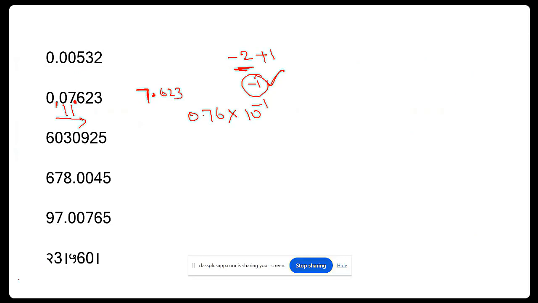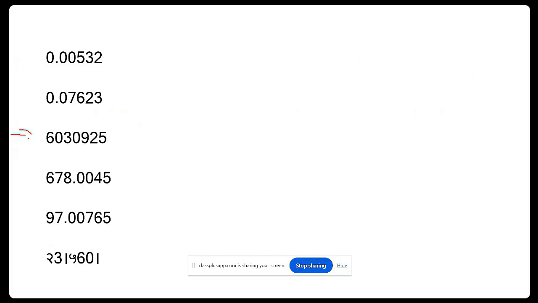Okay. And also next question, let me move to the next question here. In the third question, we don't have decimal values here. That means the decimal point is in the last place. So the first non-zero digit is 6 here. This point should be here, 6.03 like that. So how many places does it have to move? 1, 2, 3, 4, 5, 6. 6 values it has to move.